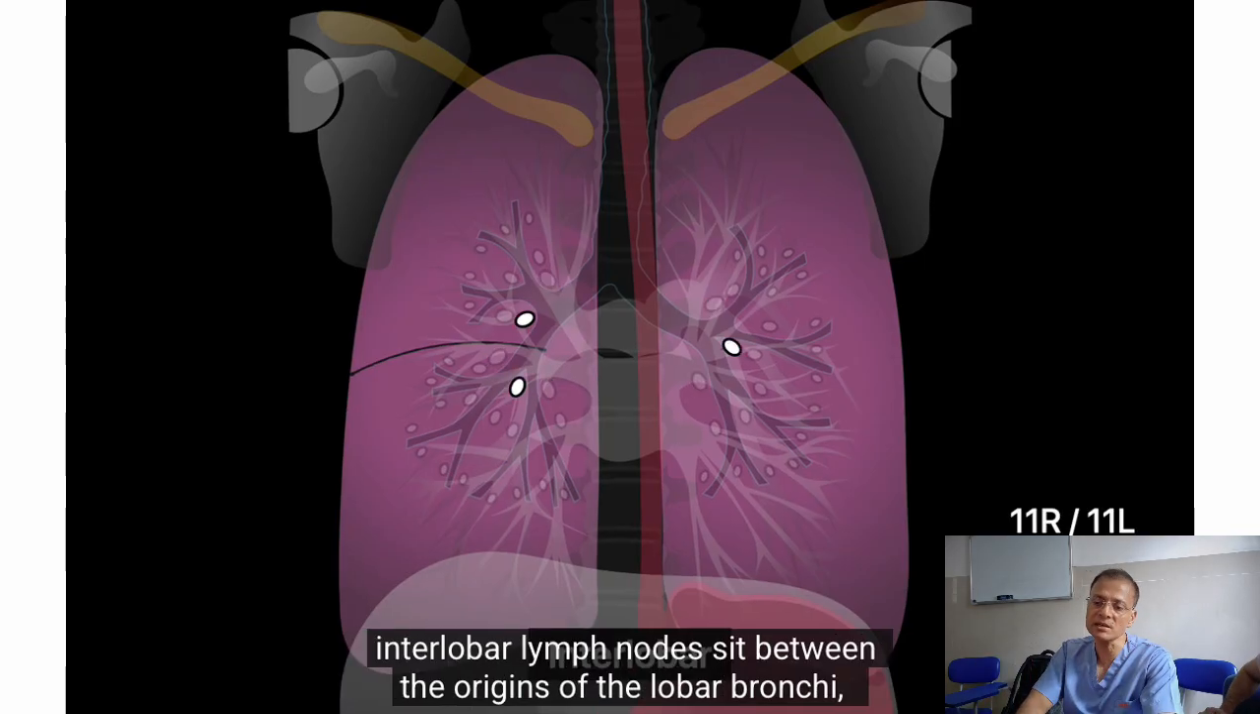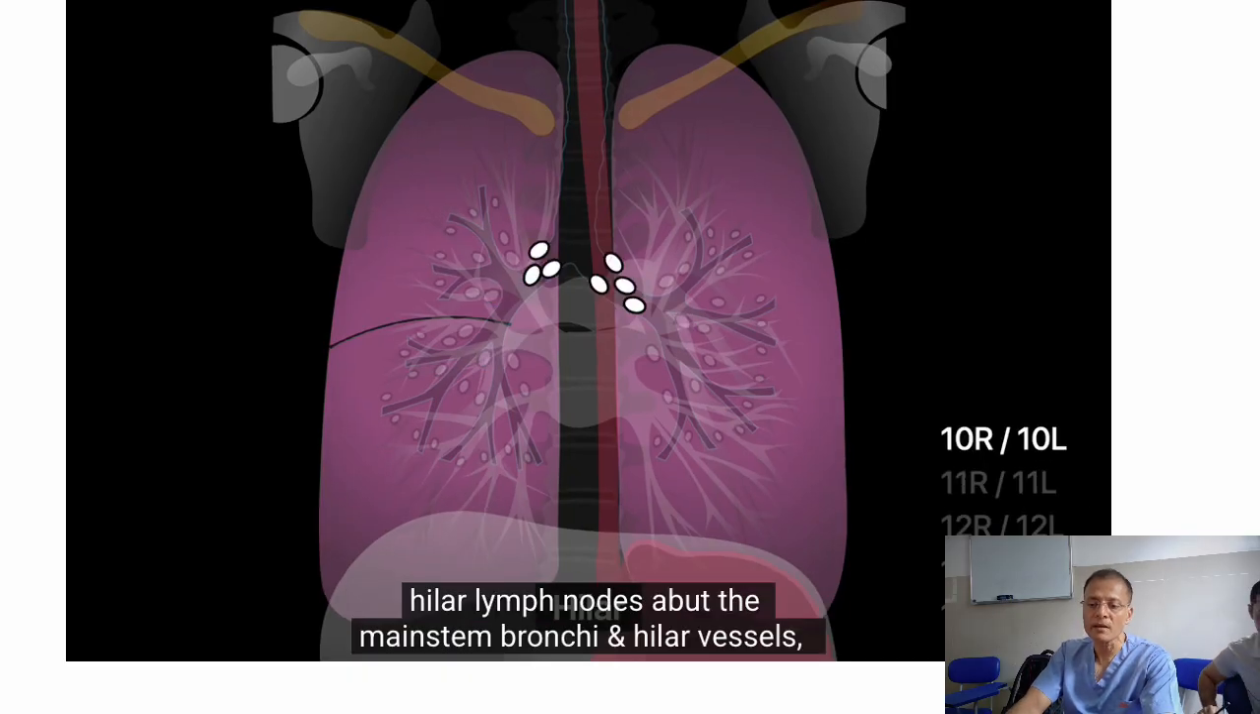Level 11, like here is the bifurcation into the upper lobe and the truncus intermedius. This is the level 11 lymph node. On the left side, also the bifurcation between the upper and lower lobe. This is the level 11 lymph node again.